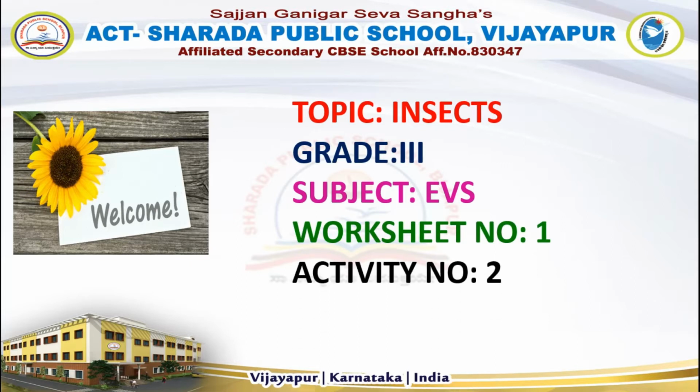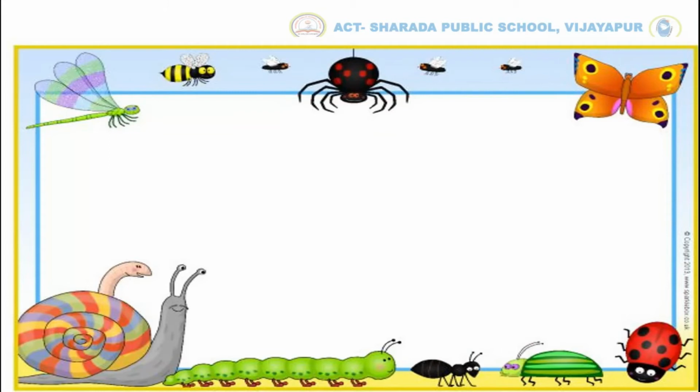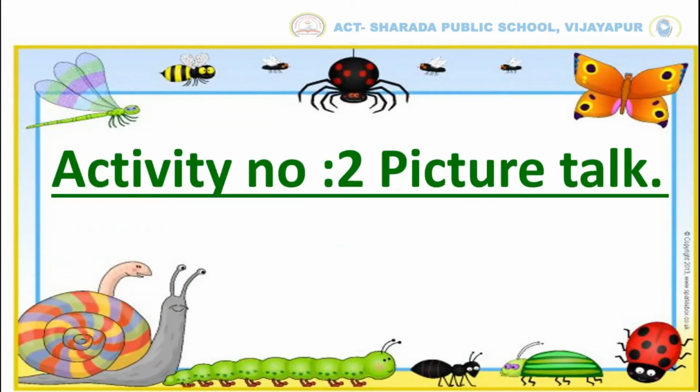Children, in the last class, we have learnt keywords from the lesson Insects. Today, we are learning to name the different types of insects and their characteristics. Let's move to activity number 2, that is picture talk.